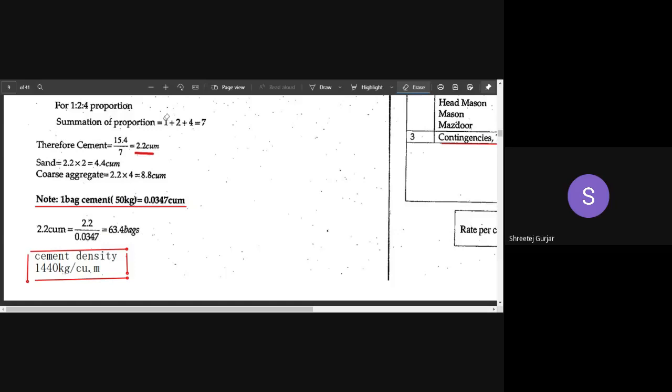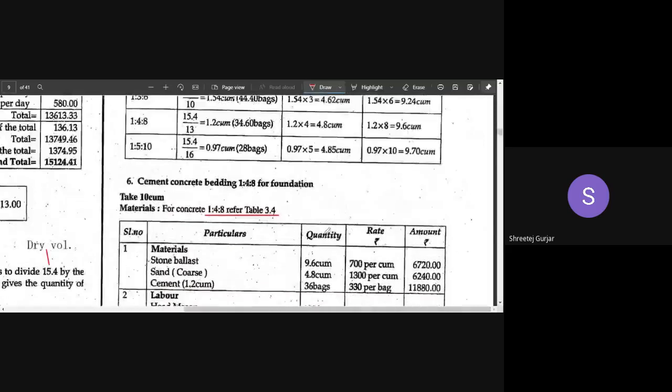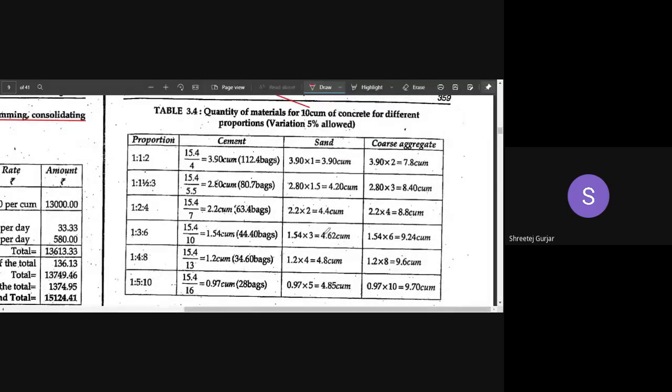Now after this is done, what do we have to calculate? We have to calculate all the other remaining things. We have calculated the quantity of cement. Now for the remaining quantities, let us see what we have to do. So for cement, I have explained to you. Now here I have written down the various proportions. So what is the grade of these particular proportions?